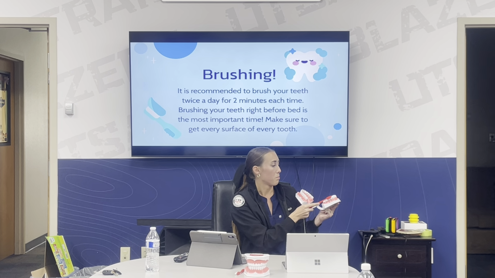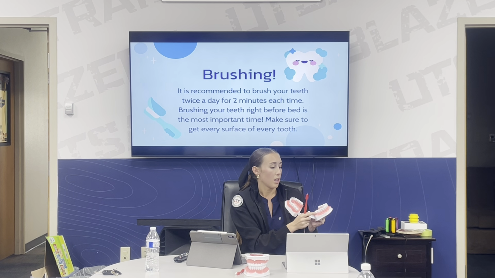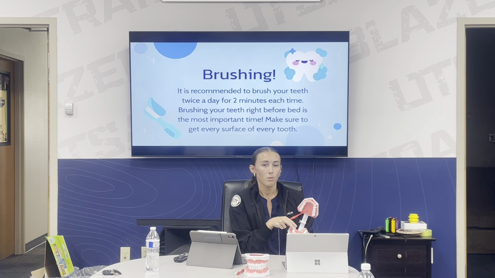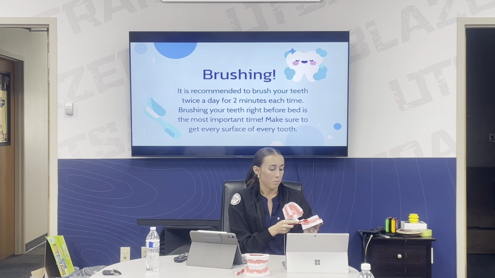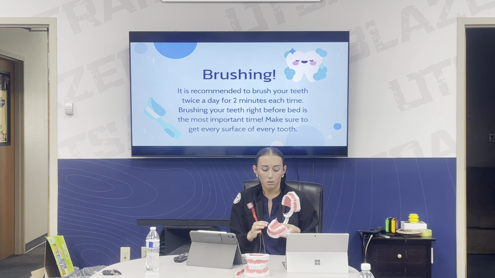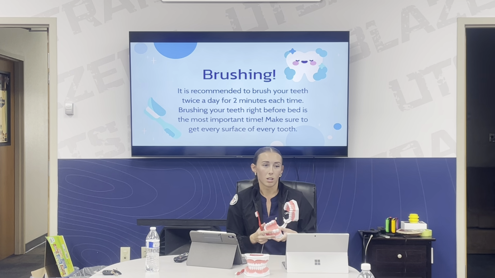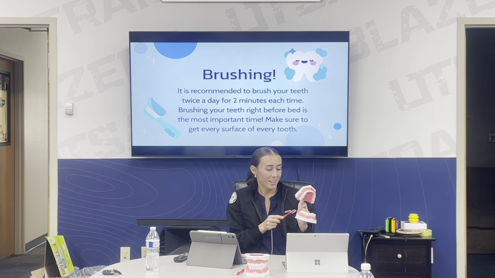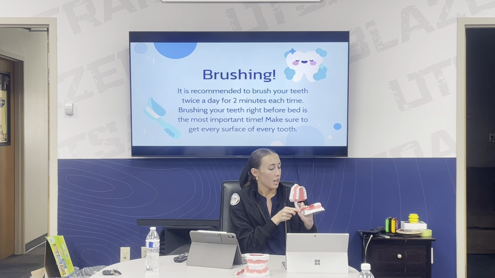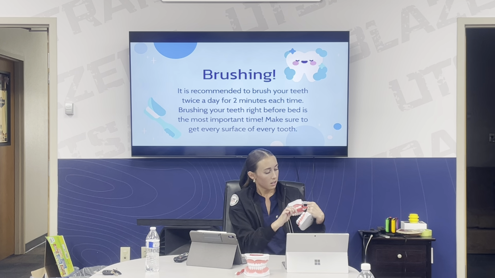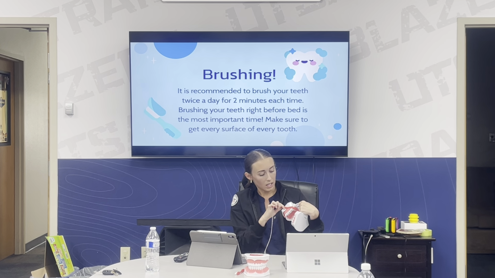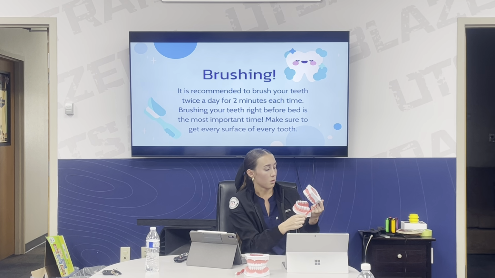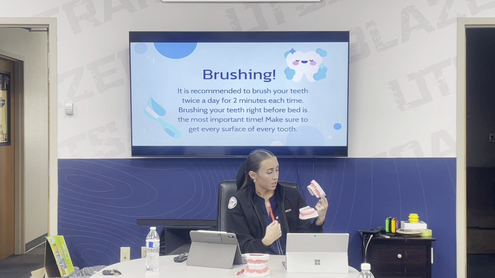But what's really most important is making sure that you get every surface of every tooth. There's been people who've come into the clinic who didn't know they were supposed to brush the tongue side of your teeth, which, like I said earlier, if you haven't been taught it, you don't know. So make sure that you get every area of every tooth, even the very back of those last teeth, which can be kind of difficult, but make sure you angle your brush back there and get every surface of every tooth.